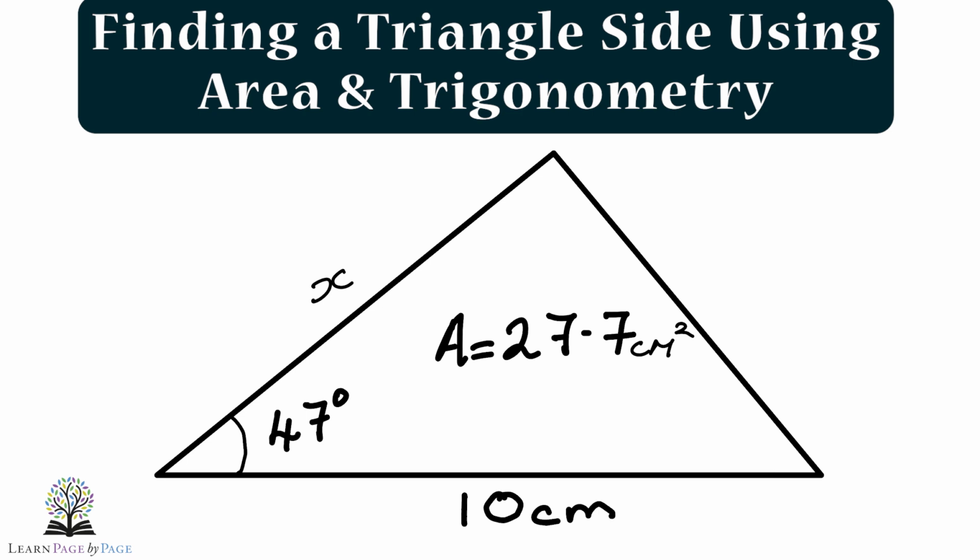I wonder how many ways there are to find x in this triangle problem. I found 2. If you can find 3 or 4, let me know in the comments below, won't you? We've got some clues. We've got our area. We've got the length of one side and we have an angle. So let's work through the 2 that I found.